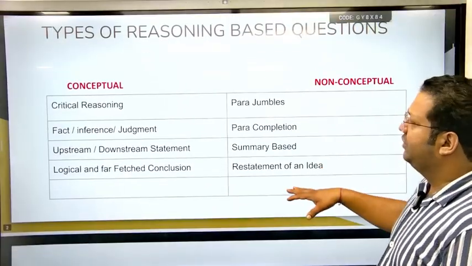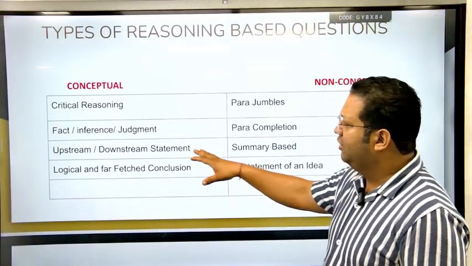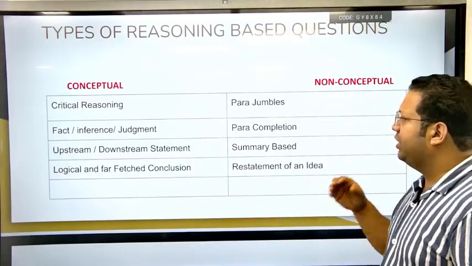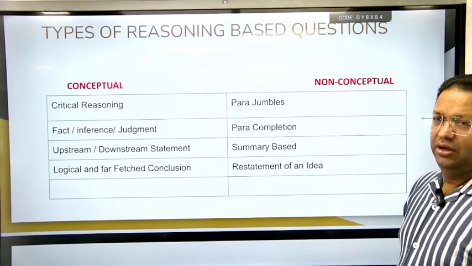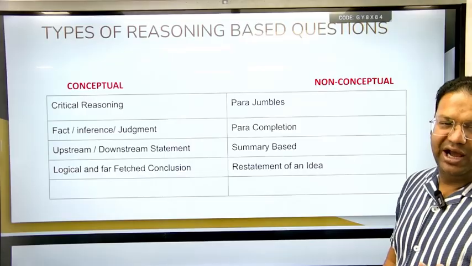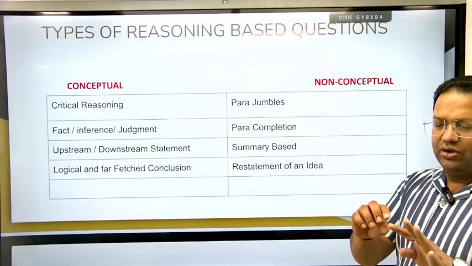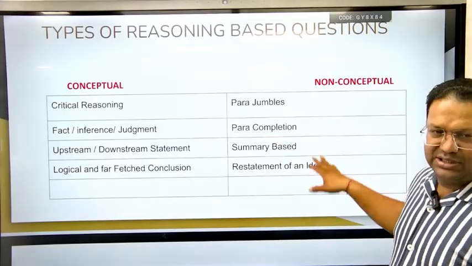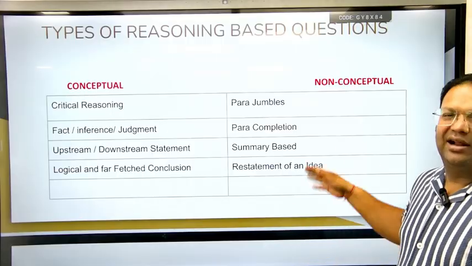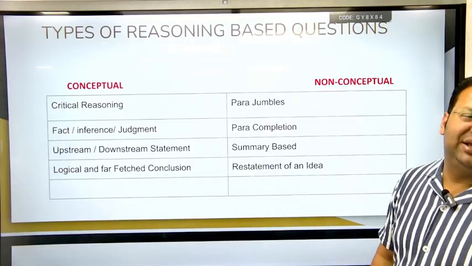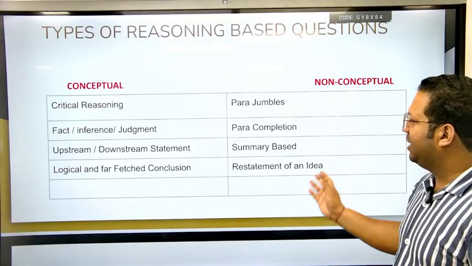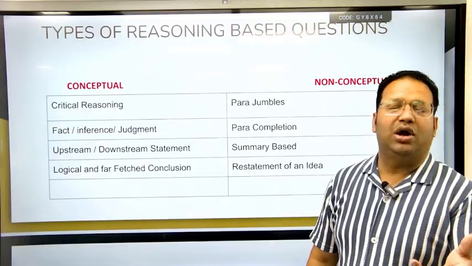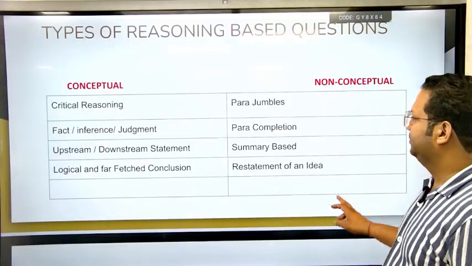The second part that we discussed was critical reasoning for fact inference. This is something that we'll be doing later on, but this is quite important, and we have four predominant ideas which we'll be working on, because in CAT from question number 17 to 24 these parameters are there to judge your verbal ability. So that is parajumbles, para completion, summary based, and what we call odd one out, right?